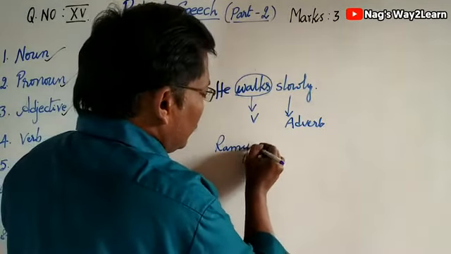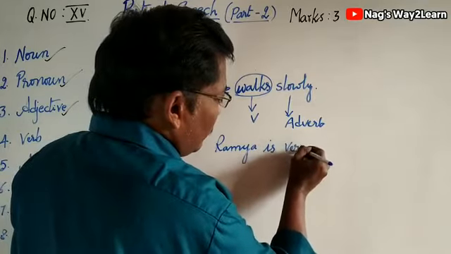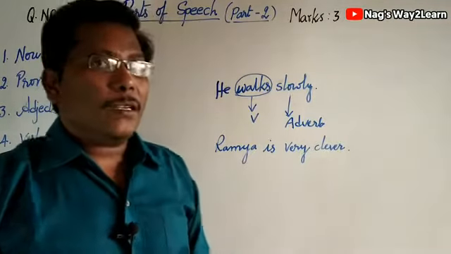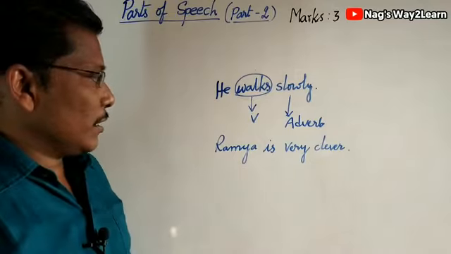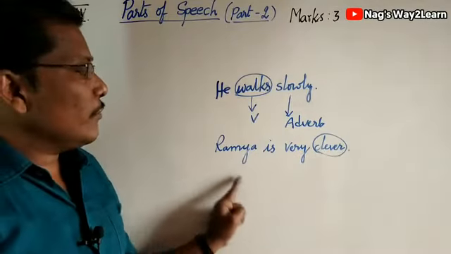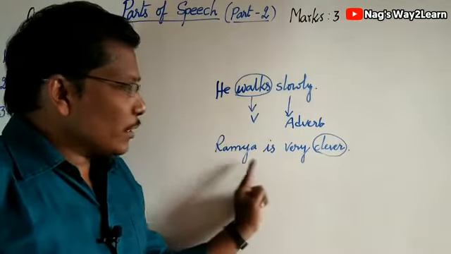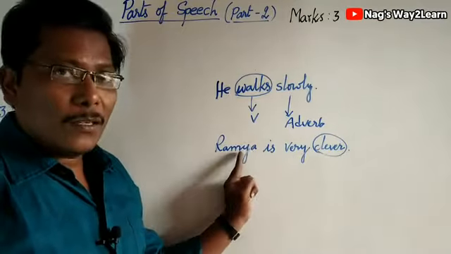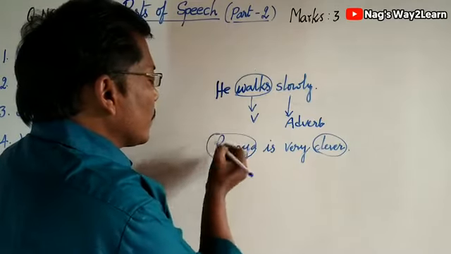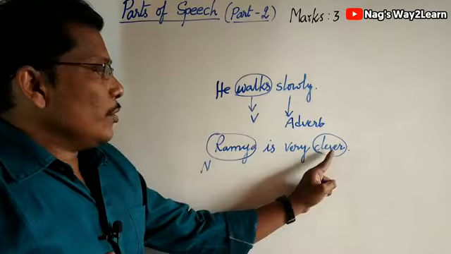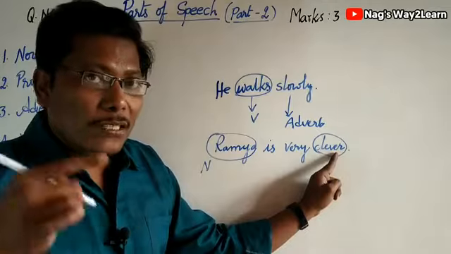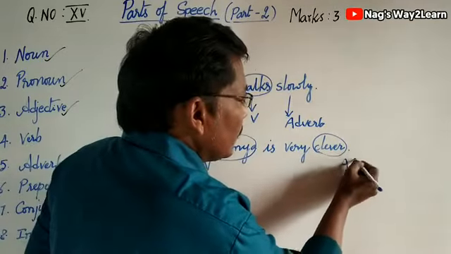Ramya is very clever. Ramya is very clever. So if you observe this sentence here, you can find clever. Clever is the quality of Ramya, because who is clever here? Ramya. So clever is the quality of Ramya, and we already know that Ramya is the name of a person, therefore this is noun. And the word which describes a noun is called adjective. We already know it, and I have already explained this in the previous video. So clever is an adjective.